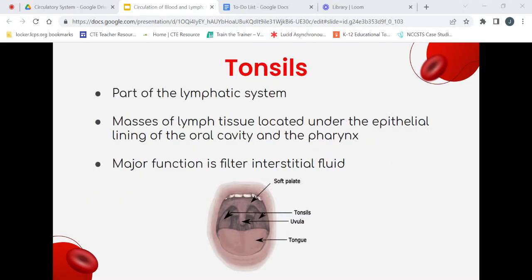The tonsils are part of the lymphatic system. They're masses of lymph tissue located under the epithelial lining of the oral cavity and the pharynx. And the major function is to filter interstitial fluid.